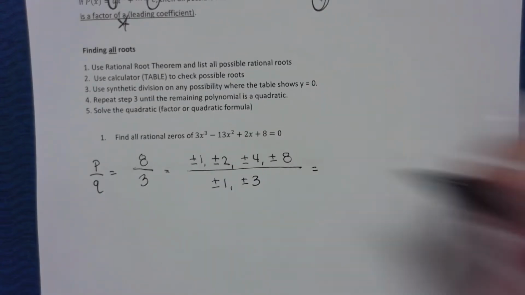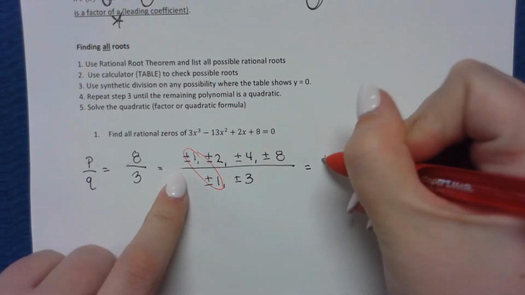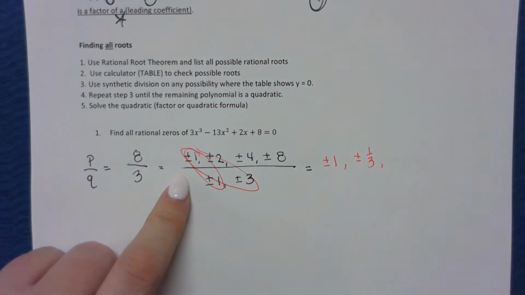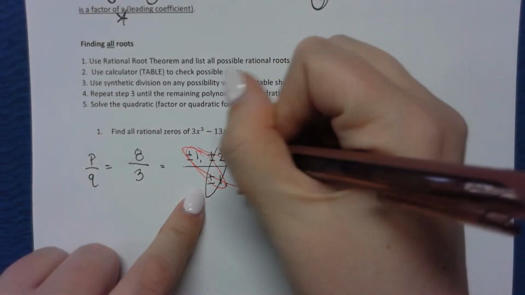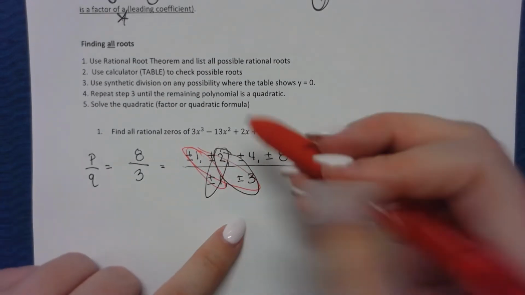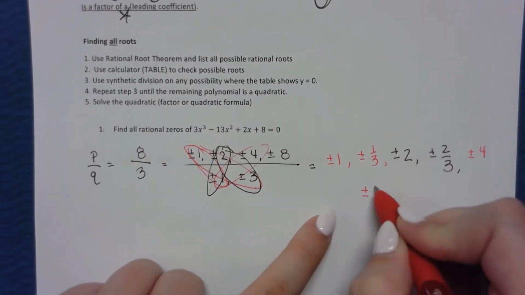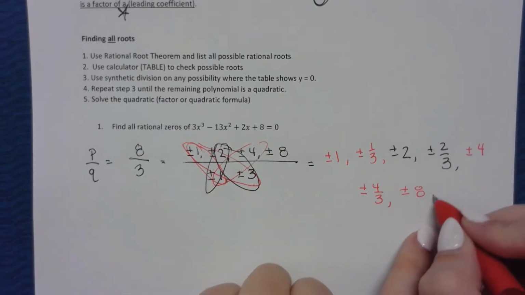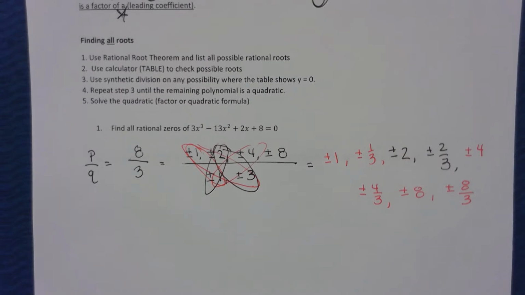So now we're going to write them as fractions. We're going to go through each case. So 1 could be 1 over 1, which would give us 1. Then we could have 1 over 3, which would give us 1/3. Then we could have the 2, so 2 over 1, which would give us 2. And then 2 over 3, which would give us 2/3. Then we're going to move on to the 4. 4 over 1 would give us 4. 4 over 3 would give us 4/3. 8 over 1 would give us 8. 8 over 3 would give us 8/3. Okay, so these are all of our possible answers.